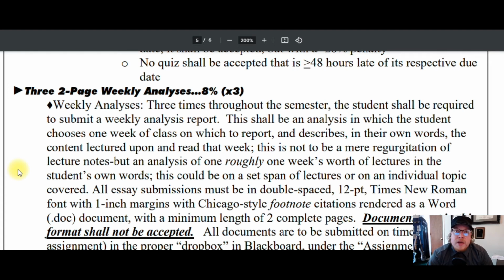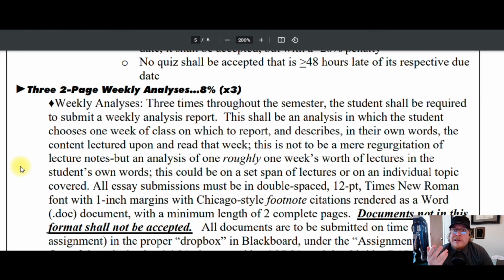So this is not a research paper. All I'm wanting you to do is recapitulate back to me something that we talked about. Now I'm using weekly as a reference point there. It could be less than that. It could be about one particular subject that you found interesting. I just want you to talk to me about it in your own words, analyzing what we talked about.